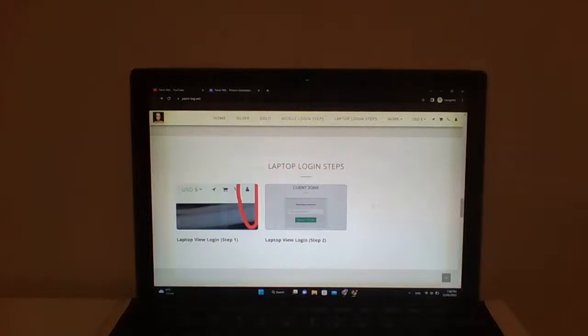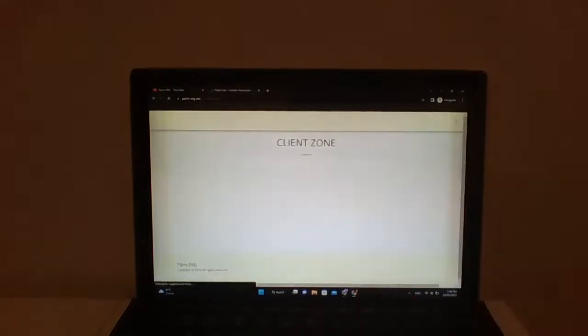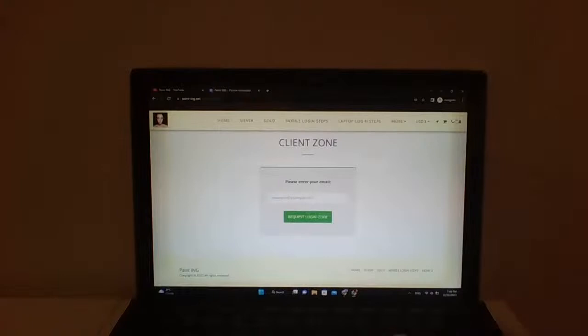The next page shows the login steps for a laptop. If you're viewing on your laptop like me, these are the steps to log in. So you click on this symbol, this little picture, on the top right corner. It will direct you to this client zone, where you can enter your email address and request for a login code.